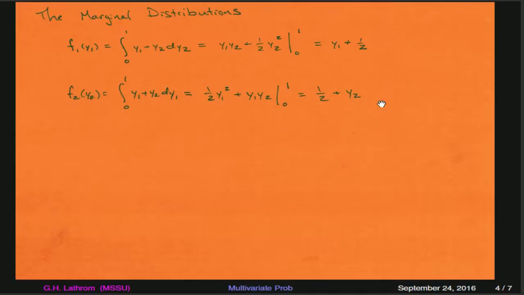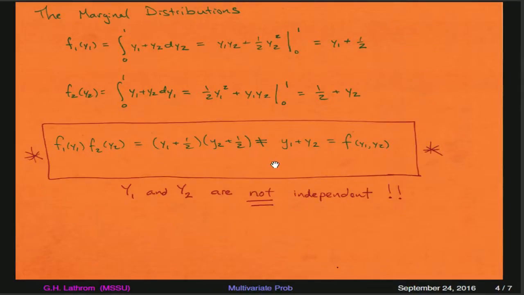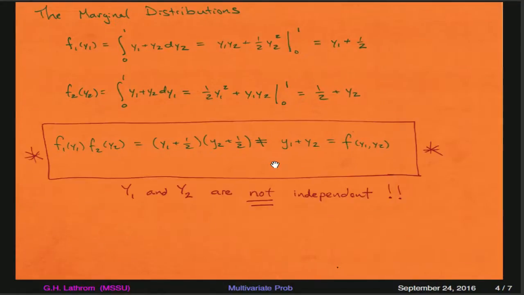Now, doing a quick check, if we look at the product of the marginal distributions, we can see that that really is not going to be equal to our original PDF, y sub 1 plus y sub 2. So what that means is that, for sure and for certain, y sub 1 and y sub 2 are not going to be independent in this particular case.